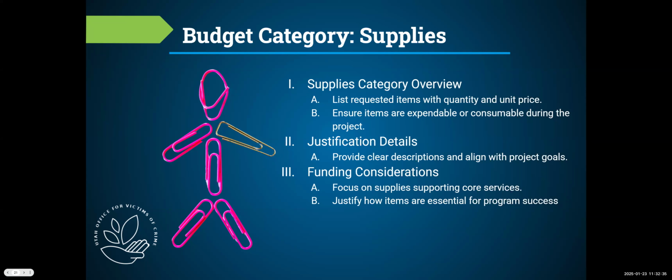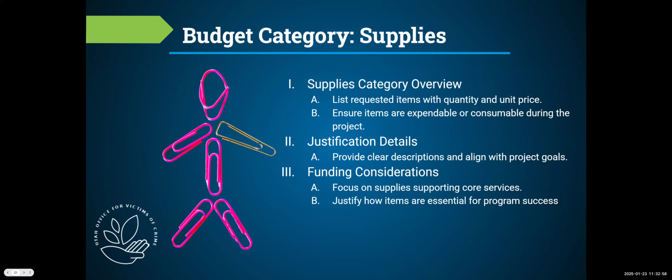When it comes to justification, it's important to be detailed. If you're grouping items together, say office supplies, take an extra moment to break those down in the justification box. Include specifics like pens, notebooks, or printer paper. Doing this helps us verify that every item you're requesting is truly necessary for the project.